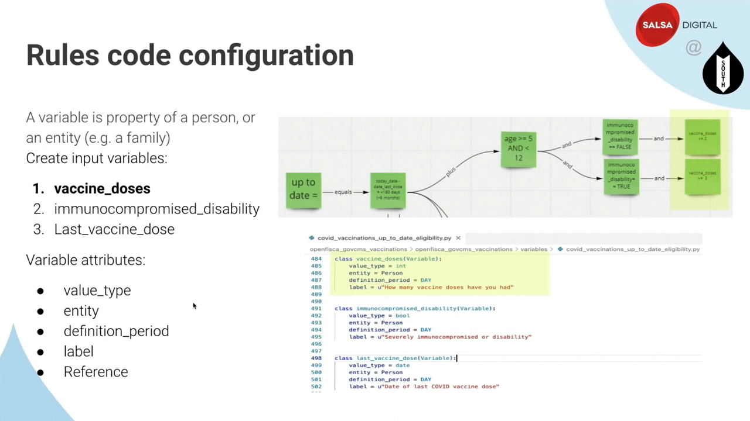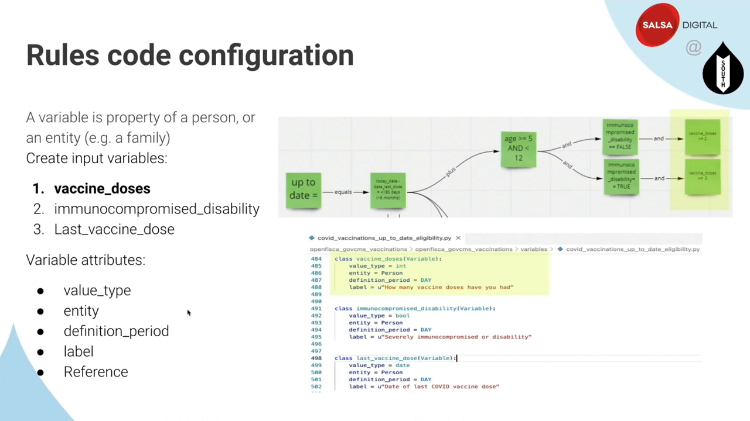The other things are the variables. The variables can be input variables or output variables. The input variables, for example: what is your age? Are you immunocompromised? What was your last date of vaccine? How many vaccines have you had? These are all the input variables. And output variables are, of course, those that are calculated after the calculations are done.